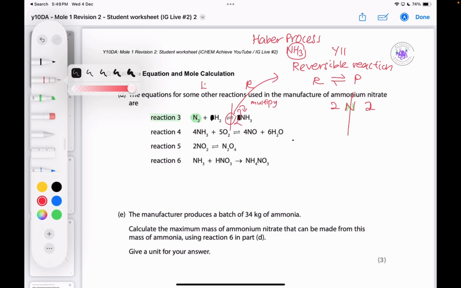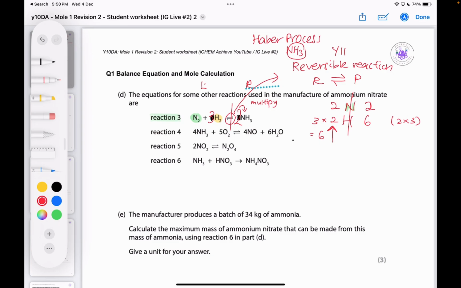Okay, then the next element I'm going to look at is hydrogen. I've got H2, 2 on the left, and right now I've got 6 hydrogen on the right, because 2 multiplied by 3 would end up with 6. So how do I make sure the number of hydrogen on the left equals to 6? I'll have to put a coefficient of 3. So if I multiply 2 by 3, I'll also end up with 6. So that's how we usually balance out the Haber process equation.